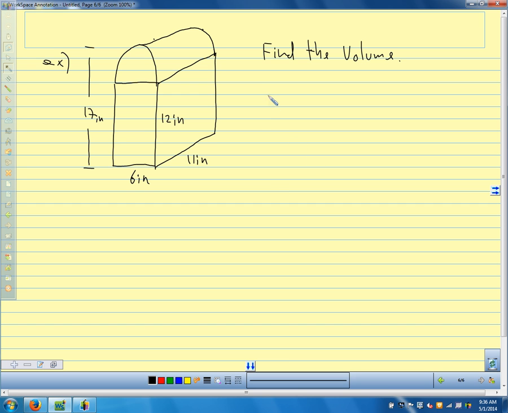So here's my, let me redraw this. Here's my prism, and my scale is not going to be exactly the same. And that's 6, 11, and 12. And then we have a half a cylinder, like so.